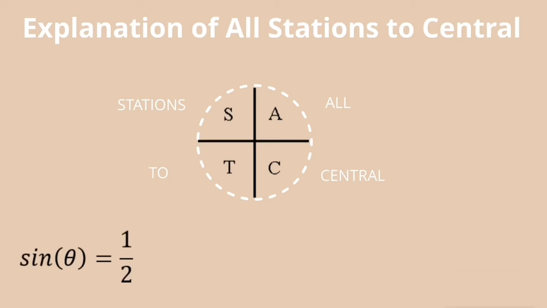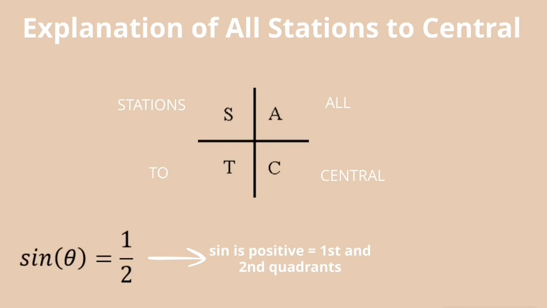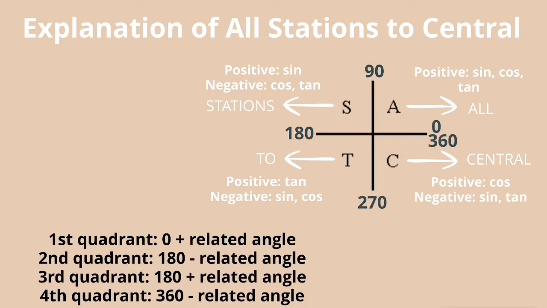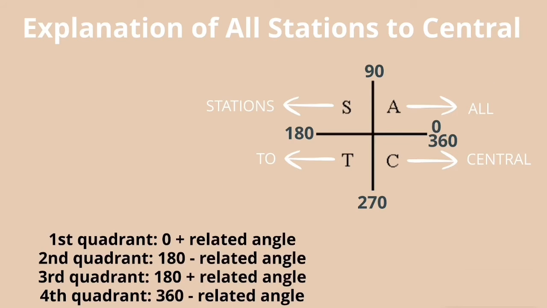Let's pretend a question asked us to solve sine theta equals half. We need to find the angle theta. Since sine theta equals a positive number, this means the angle theta must be in the first or second quadrants, since these are the only 2 quadrants where sine is positive. Once you have found the quadrants your answer is in, then find the related angle. Once you have found the related angle, you can use these equations to solve the question.